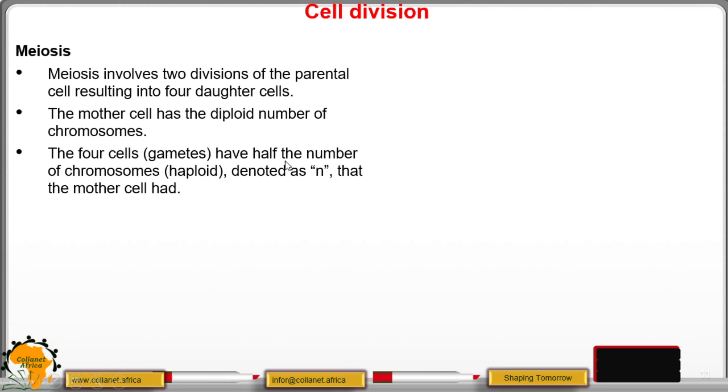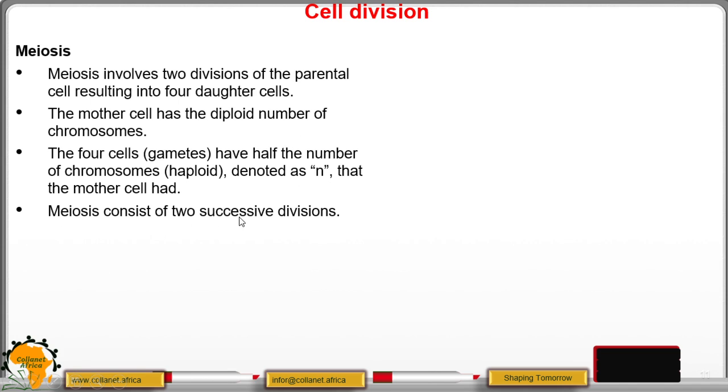So when you say the mother cell has diploid number of chromosomes, that is, they are 2n. But the daughter cells or the 4 cells have half the number of chromosomes. They are said to be haploid. So 2n divided by 2 or half, you will get n.